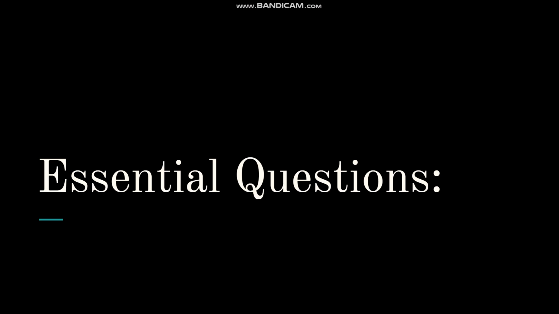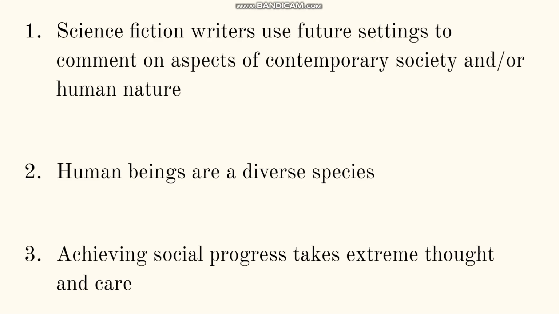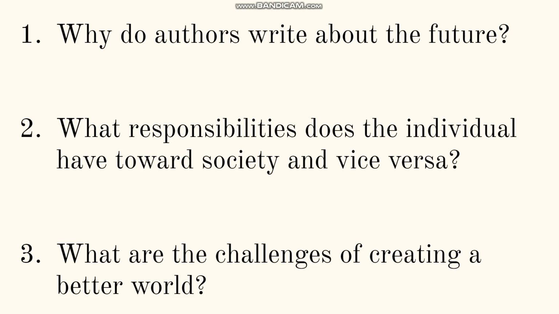So the essential questions that we're going to use to get back to our big ideas are, first of all, why do authors write about the future? Number 2, what responsibilities does the individual have towards society and vice versa? Number 3, what are the challenges of creating a better world? And these are going to help us move towards identifying those themes, and something to keep in mind while the students are reading the text as well.